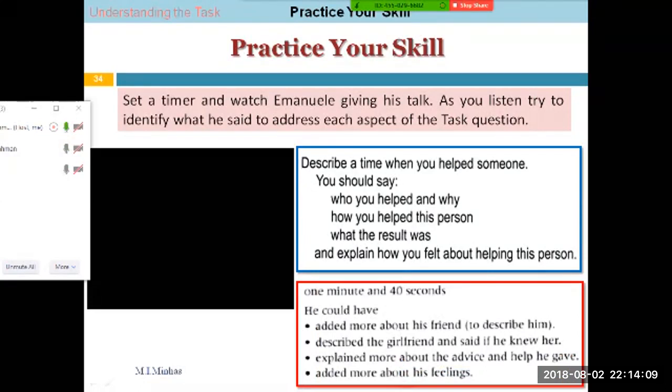So now these are the points given in front of you. Can you read this in the right bottom? He could have added more about his friend to describe him, like what kind of friend he was. Describe the girlfriend and say if he knew her. Explain more about the advice and help he gave, and add more about his feelings.